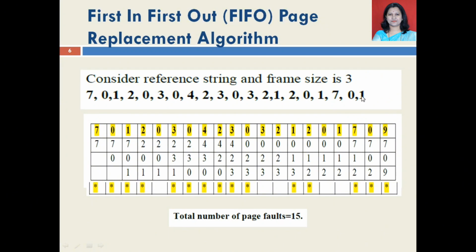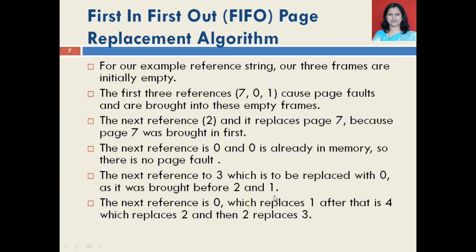Here actually it's 1, not 9. So here it should be 7, 0, 1, and a page fault will be there. Now we will count the total number of page faults. It will be 1, 2, 3, 4, 5, 6, 7, 8, 9, 10, 11, 12, 13, 14 and 15. So there will be 15 page faults.